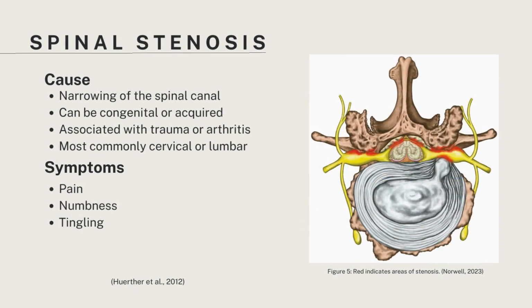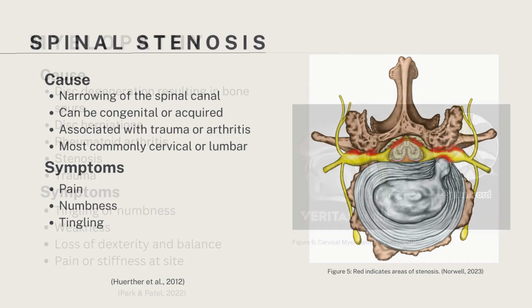Next, we look at spinal stenosis. This is caused by the narrowing of the spinal canal. It can be congenital or acquired, which is more common, associated with trauma or arthritis, and most commonly occurs in the cervical or lumbar areas where there is the most motion. Symptoms are going to include pain, numbness, and tingling.